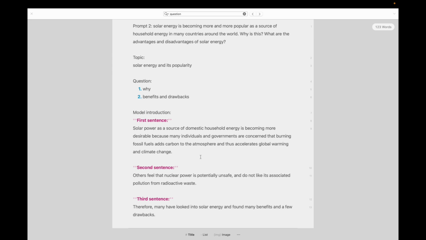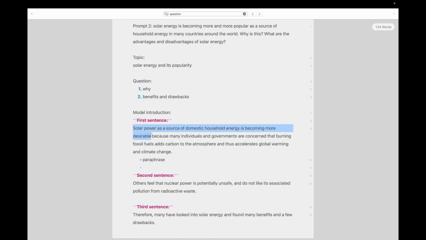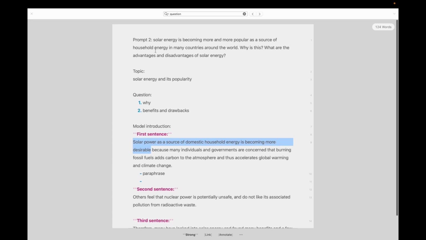So what does the first sentence do? It does 2 things. First, it paraphrases. In the first part of the sentence, solar power as a source of domestic household energy is becoming more desirable, it replaces the original, solar energy is becoming more and more popular as a source of household energy in many countries around the world. Although it does not change all the words, it changes the structure of the sentence, so it shows the student can paraphrase.